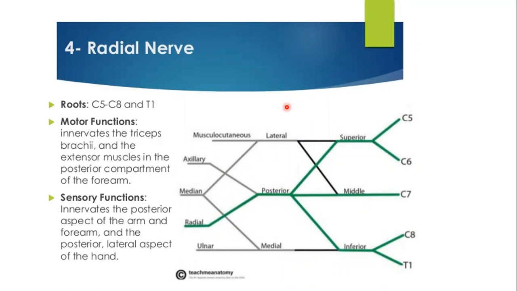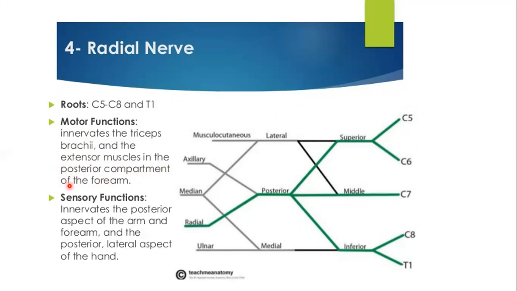Next is the radial nerve. It has its root value from C5, C6, C7, C8, and T1. That is, all five roots of the brachial plexus contribute to the radial nerve. And it has two functions, the sensory function and the motor function. The motor function is that it innervates the triceps brachii muscle and the extensor muscles in the posterior compartment of the forearm.